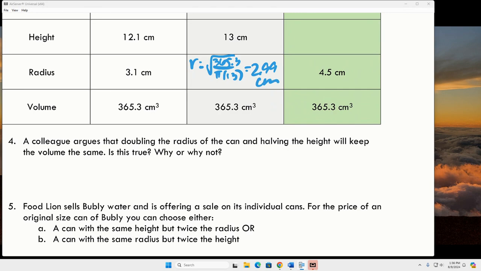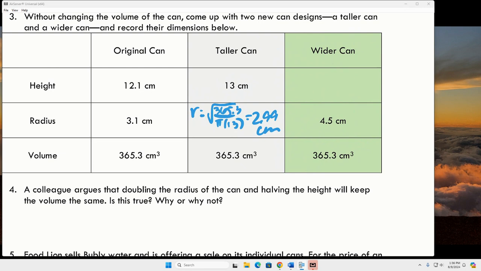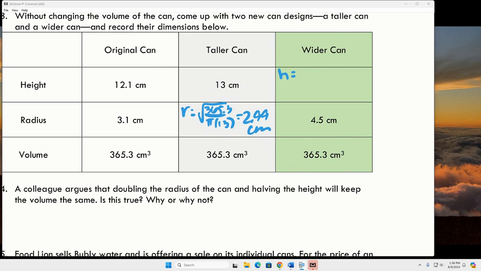All right, then we're going to use the other formula that we are going to make a wider can. This can is super weird. It ends up like being a bowl kind of. So anyway, we need to find the height of the wide can by using that height formula. And you should get that this is 5.74 centimeters.